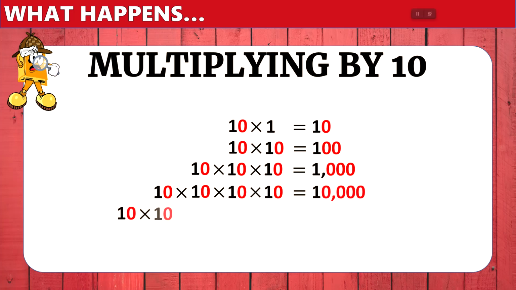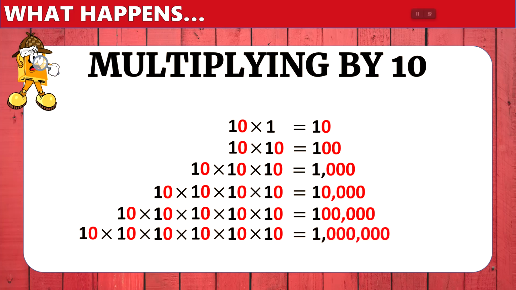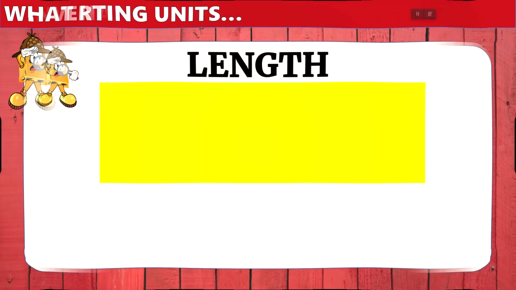How about this one? 10 times 10 times 10 times 10 times 10. I see 5 zeros in the question. In the answer, I should have 5 zeros, making it 100,000. And last one, 10 times 10 times 10 times 10 times 10 times 10. That's 6 of those. Equals 1 with 6 zeros, which is 1 million. We're going to need to know this information as we go forward in converting metric units.